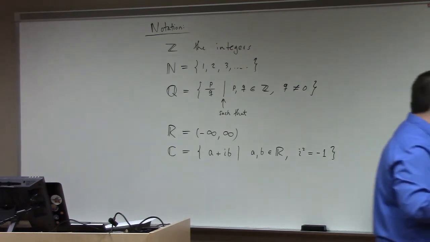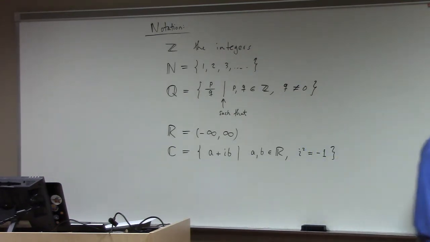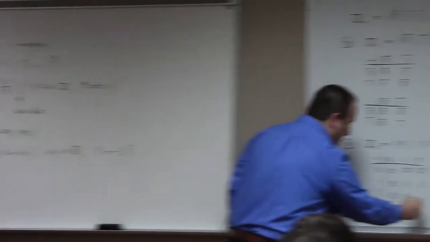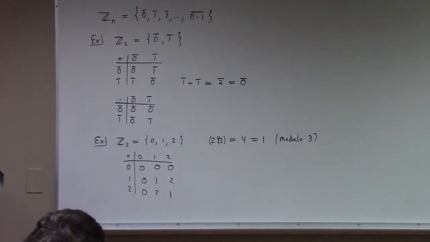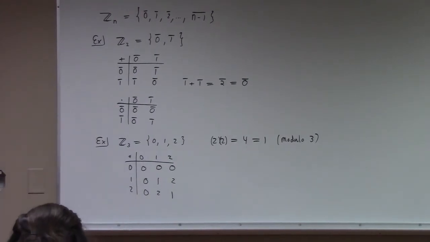So Z3, if we were to draw the multiplication table here, a little bit more exciting. 0 times anything is still 0. 1 times 1 is 1. 1 times 2 is 2. 2 times 1 is 2. But 2 times 2 is 4, which is 1 again. Right? Okay.